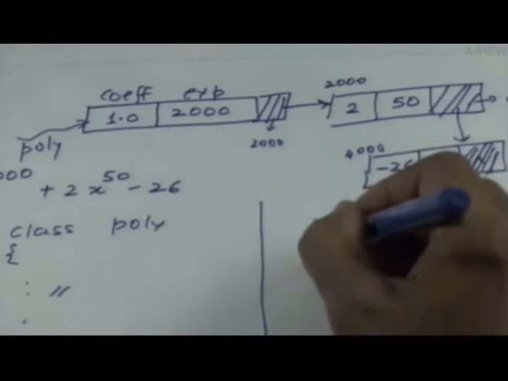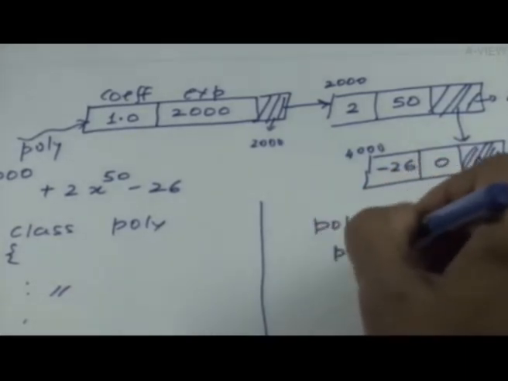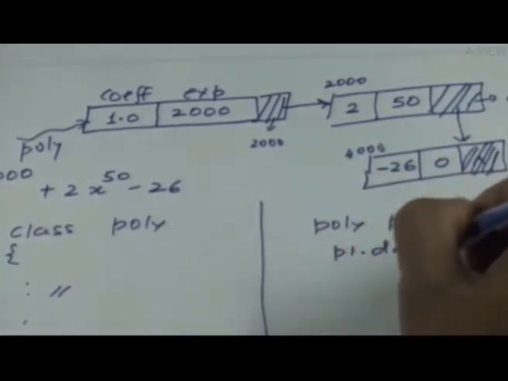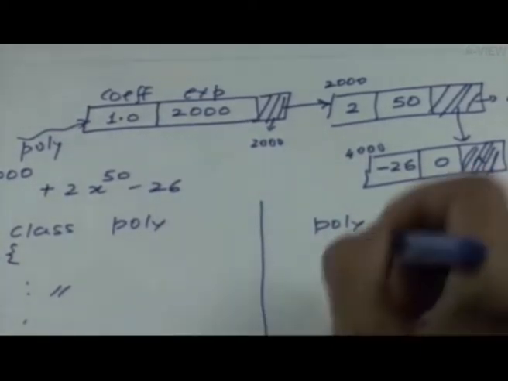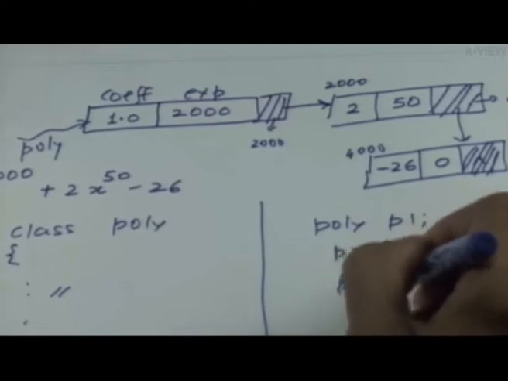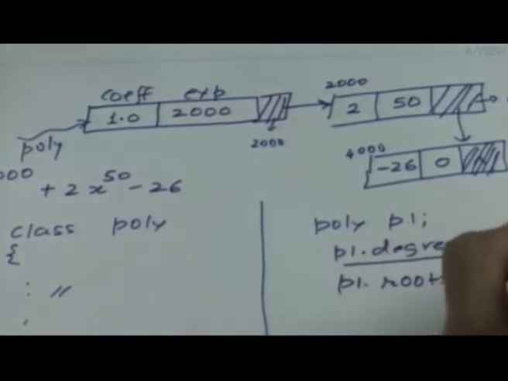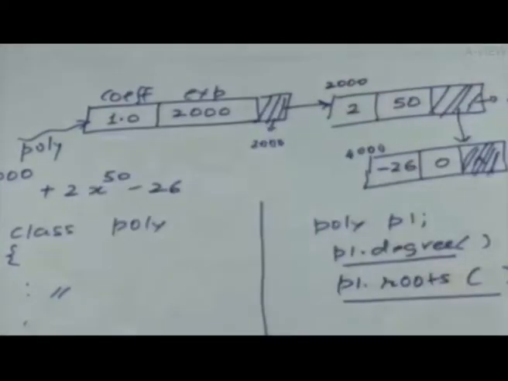You want to find out the degree, please do P1 dot degree. I'll give a machinery here. He'll tell you the degree of the polynomial. This will be a function. You want to find out the roots of the polynomial. Here is a function called roots defined in that class. It will give you all the roots.